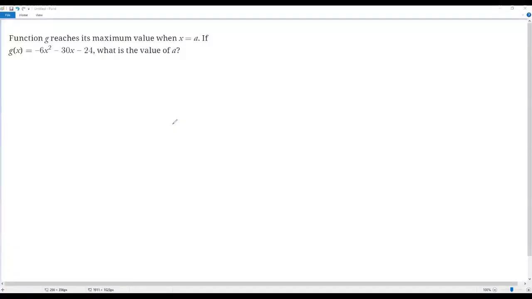Here we have a SAT math question on quadratic function. Okay, let's go with the question. Function g reaches its maximum value when x equals a. If g of x equals negative 6x squared, negative 30x, negative 24, what is the value of a?